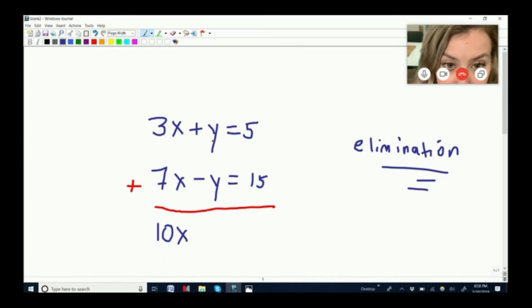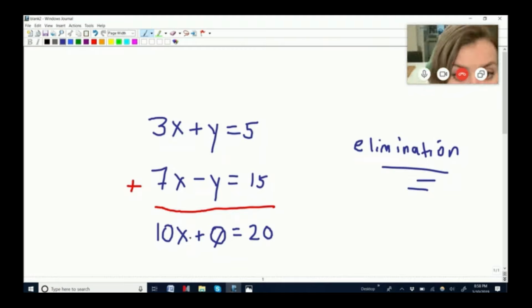Well, that actually cancels out, like y minus itself. Well, that's just 0, right? So I don't mind just writing a 0. That's fine. And then we have 5 plus 15, and that is 20, as you know, right? Now, at the end of the day, we don't really need this 0 here. We don't need to write that because 10x plus 0, well, that's really just 10x. So we have 10x equals 20.